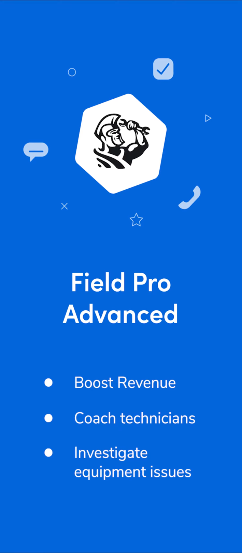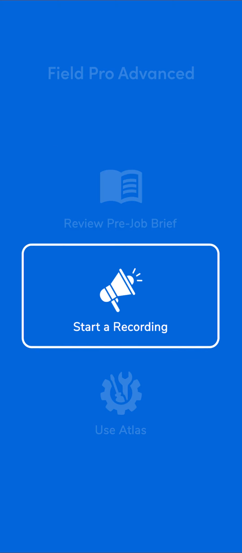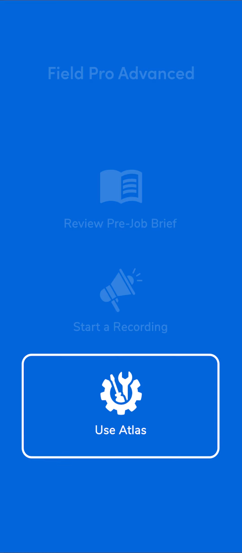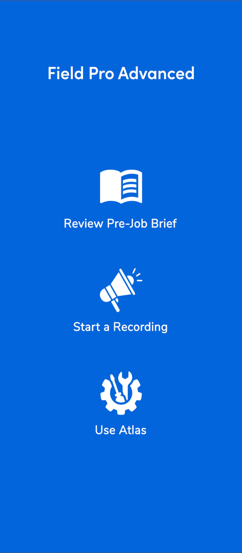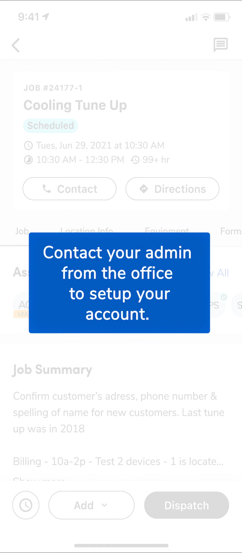In this video, we will cover 3 key areas including how to review pre-job briefs, show how to start a recording, and lastly, show how to use Atlas to find answers to your questions regarding equipment, use calculators and diagnostic tests. To get started with Field Pro Advanced, you will need to have your account set up by an admin user from the office side. Contact your admin for more details.